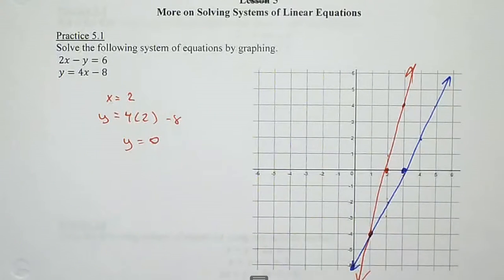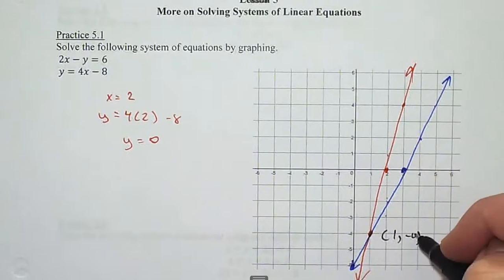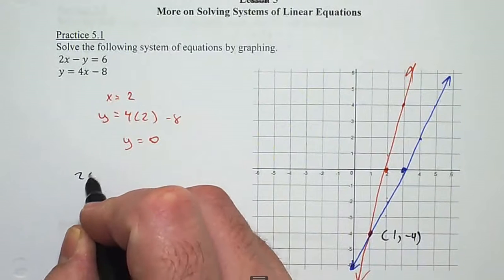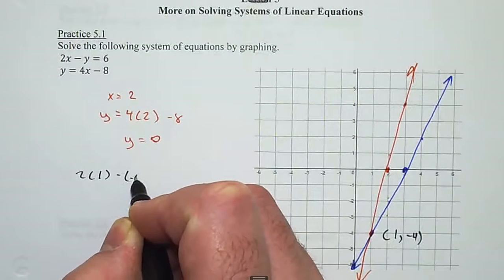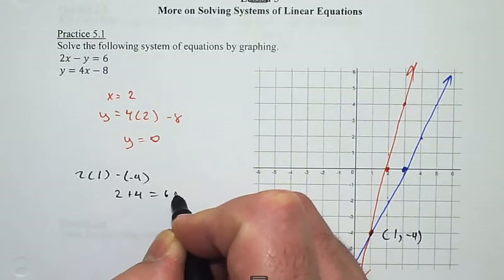All right, it appears as if these two lines intersect at the point 1, negative 4. So that's a solution on both lines. Let's check. That's 2 plus 4. That equals 6.